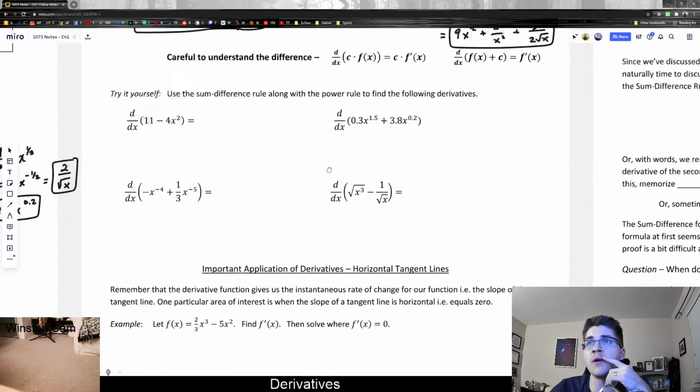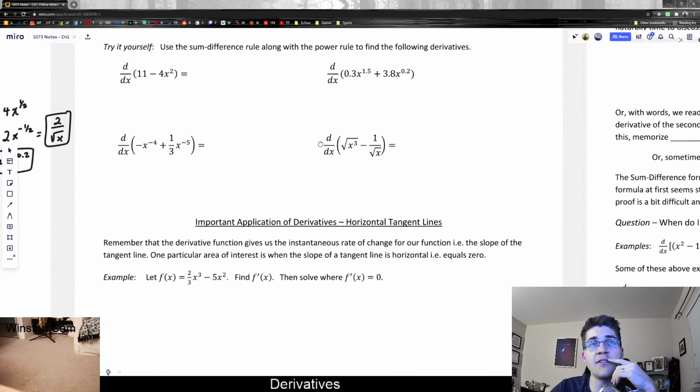In the next video, I wanted to look at what is the importance of having a derivative equal to 0, and this is something we'll continue using as we get into applications later.